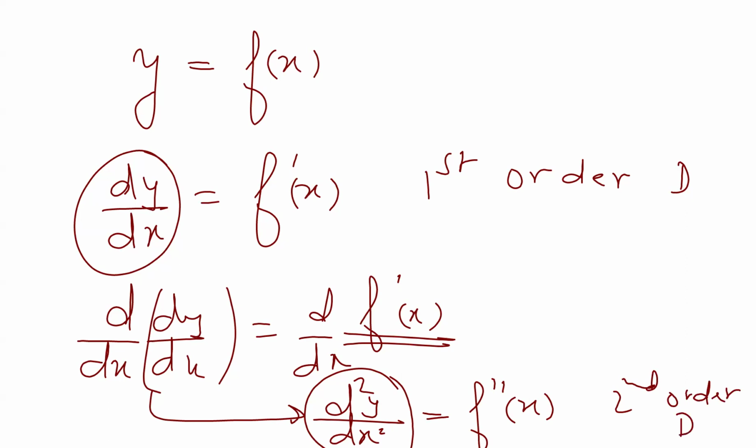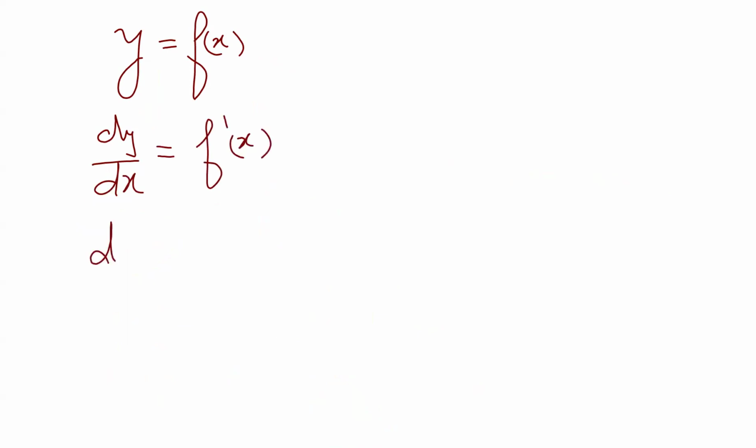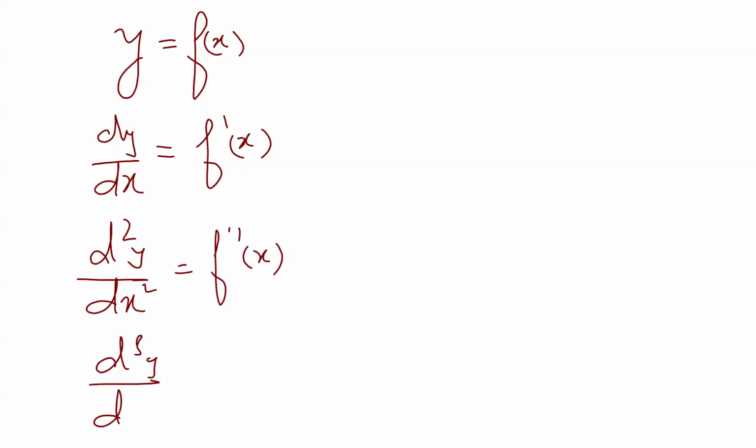Let me just put it down once again. y is equal to f of x. This is the basic function. dy by dx is the first order derivative, that is f dash x. d square y by dx square is equal to f double dash x. d cube y by dx cube, derivative for the third time, is f triple dash x. So these are all higher order derivatives, derivating more than once. These are just notations that you need to know. We'll start with the actual problems.